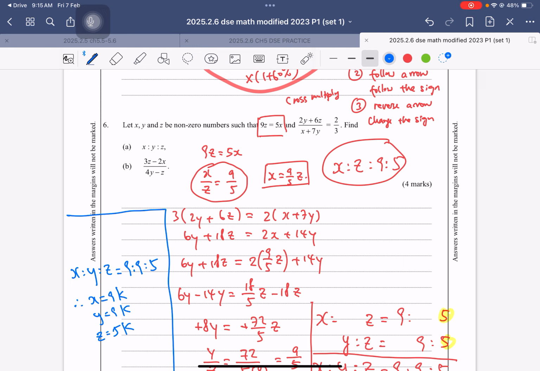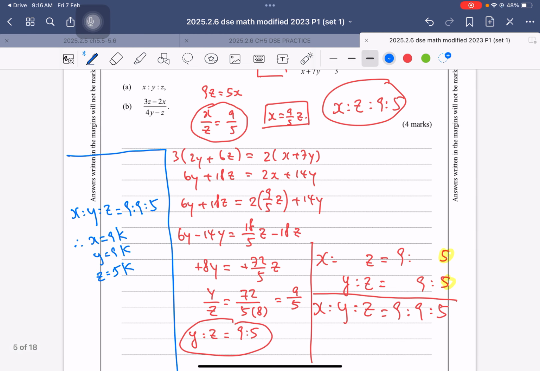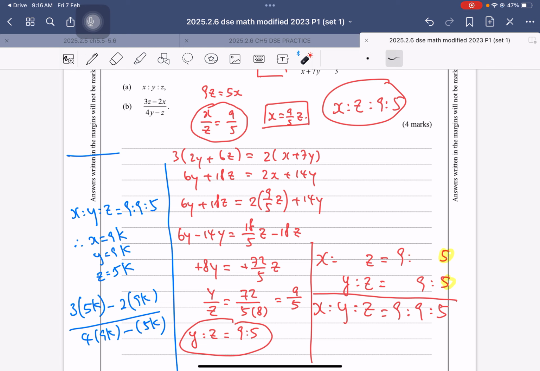Savannah, you understand? When you see the ratio, you can just write down 9k, 9k, and 5k. Just times the number by k. And then you can substitute these three things into this fraction directly. So I have 3 times z, which is 5k, minus 2 times x, which is 9k, divided by 4 times 9k minus 5k. You replace z by 5k, x by 9k, and y by 9k. Is this okay for you?